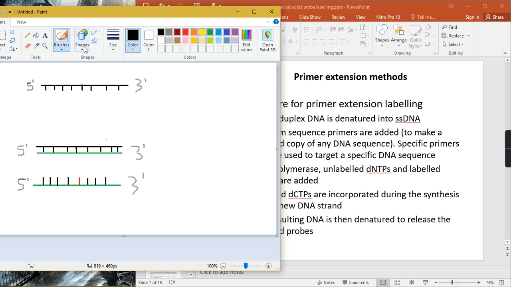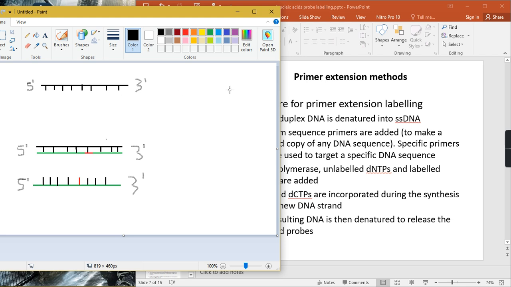For instance, let's say we have the C. So here is the C. On this side we will have our C there. Our C will be incorporated here by the enzyme because it is labeled. It is only the C that is labeled. The rest of the nucleotides are not labeled. We have labeled only the C. So this is what we would have.